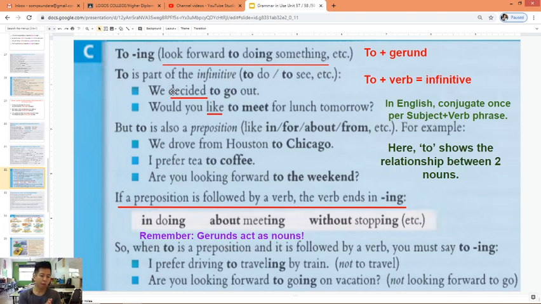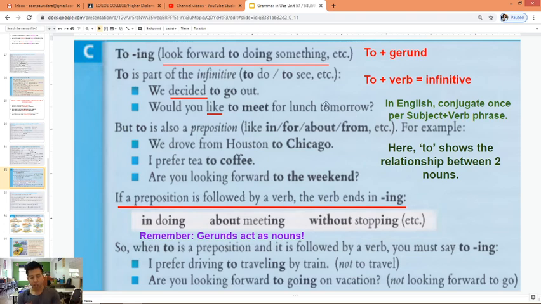We have to be careful here to use this properly. There are some clues, some hints, that will tell us when it's part of the infinitive or when it is a preposition. To is part of the infinitive: We decided to go out. Would you like to meet for lunch tomorrow?